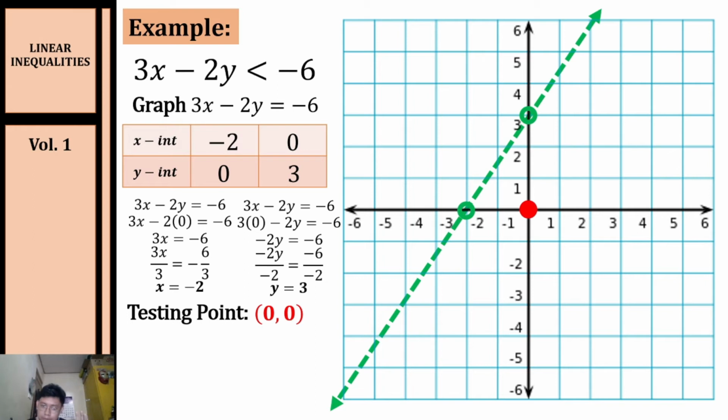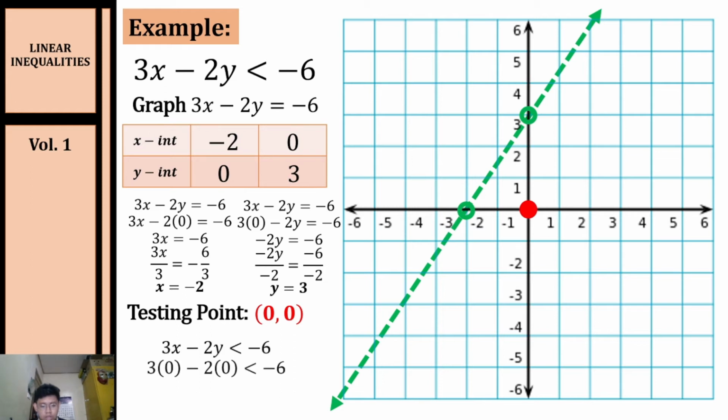Now if our testing point satisfies our inequality, we will shade the area where the testing point is located. If it did not satisfy our inequality, we will shade the other area where our testing point is not located. Okay, so let's substitute our testing point to our inequality.